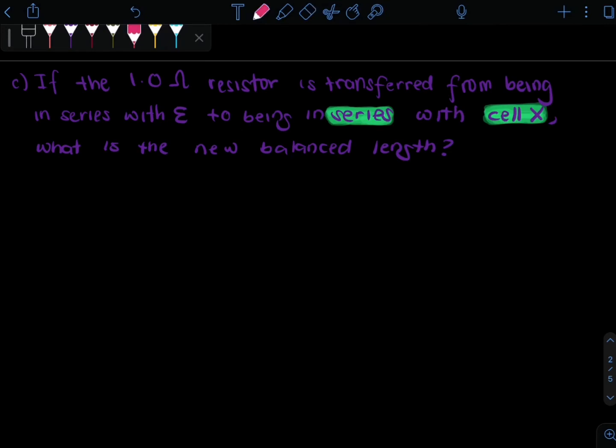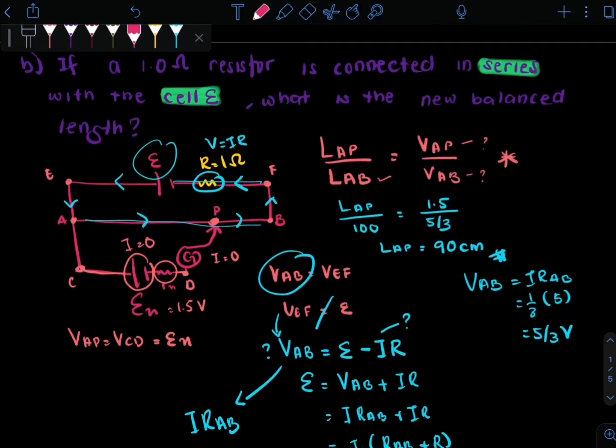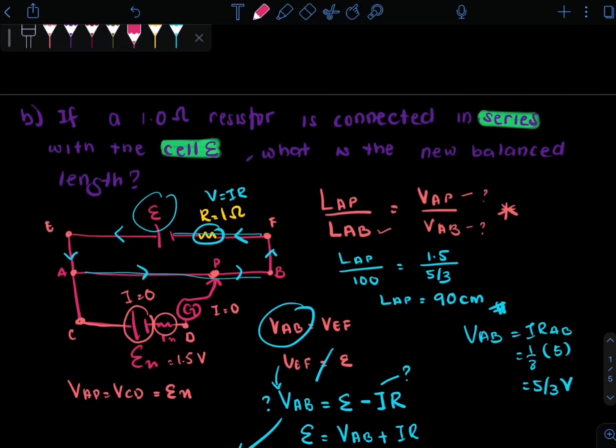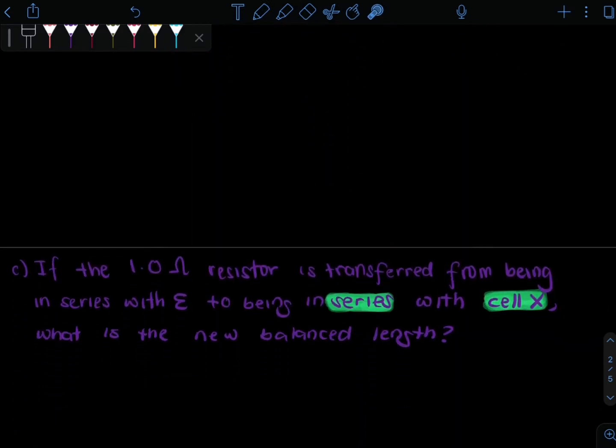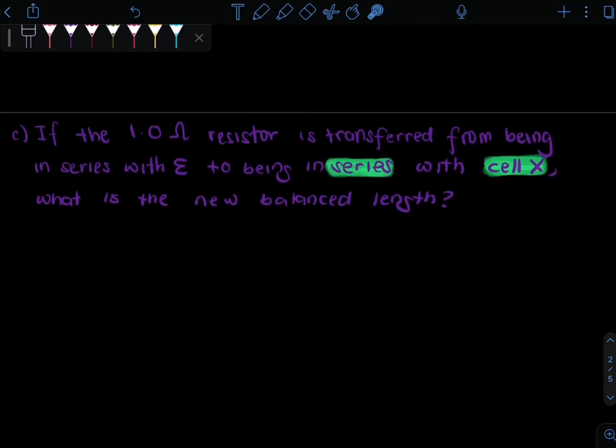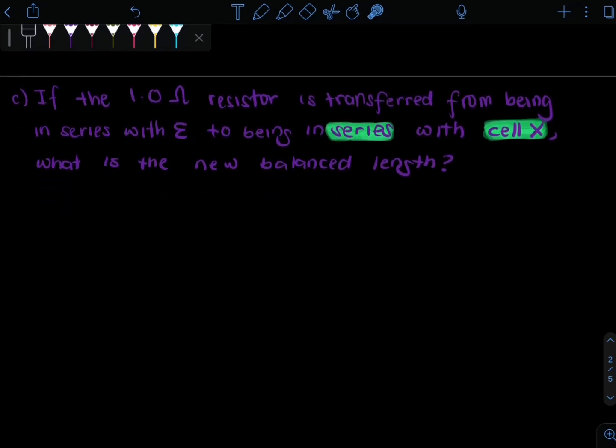Okay, sekarang kita look at the next question here. What we have here is, if the 1 ohm resistor is transferred from being in series with the EMF to being in series with the cell X, what is the new balance length? So dalam soalan B tadi, the question mentioned that this 1 ohm resistor has been placed in series dengan EMF ini. Sekarang dia cakap kita ambil itu, we transfer that position into, it should be in series with cell X.